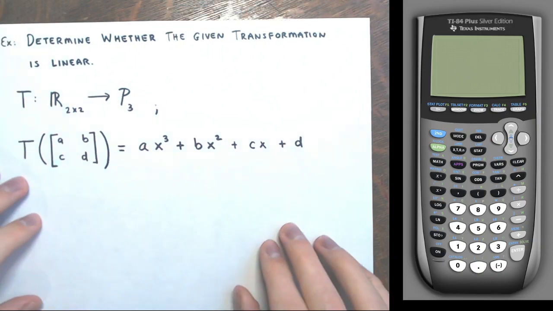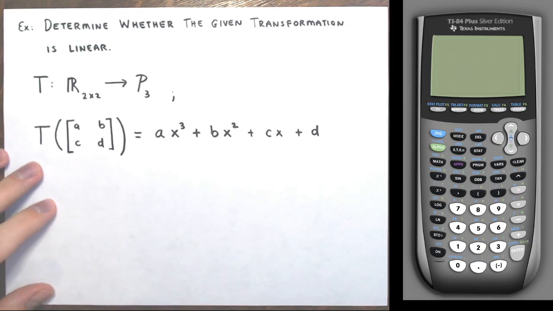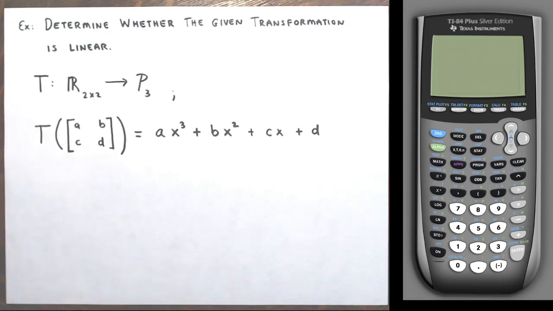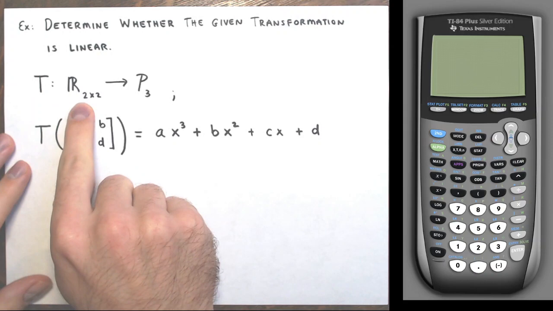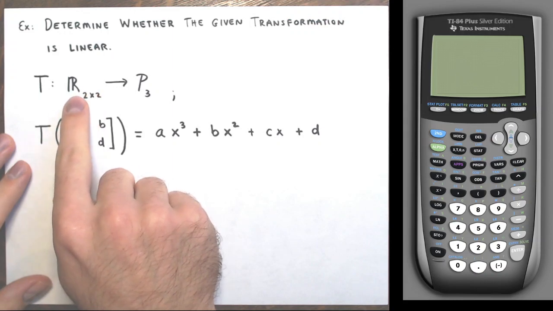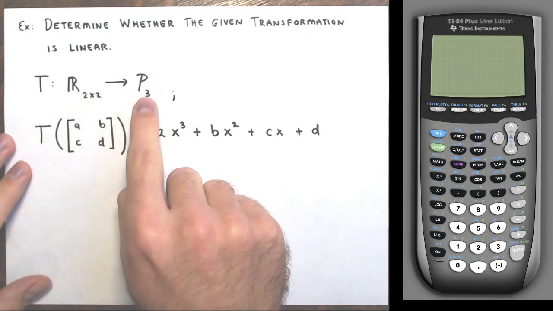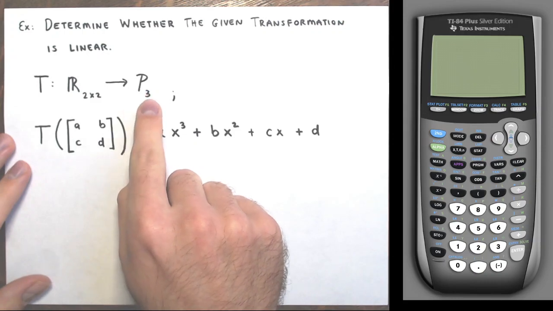My first example, and again, these directions are the same for every example here: just determine whether the given transformation is linear. This time, instead of going from Euclidean space to Euclidean space, I have a transformation from the vector space of all 2 by 2 matrices with real entries. My inputs are going to be 2 by 2 matrices, and all the outputs are going to be from P3. Remember, P3 was the set of all polynomials of degree 3 or less.